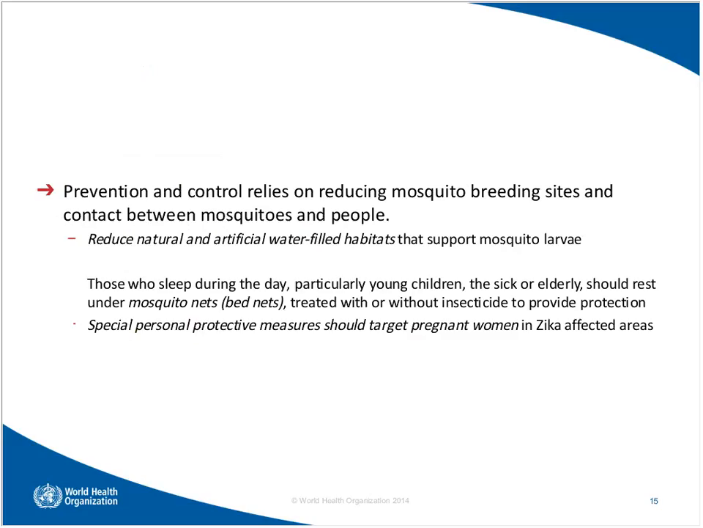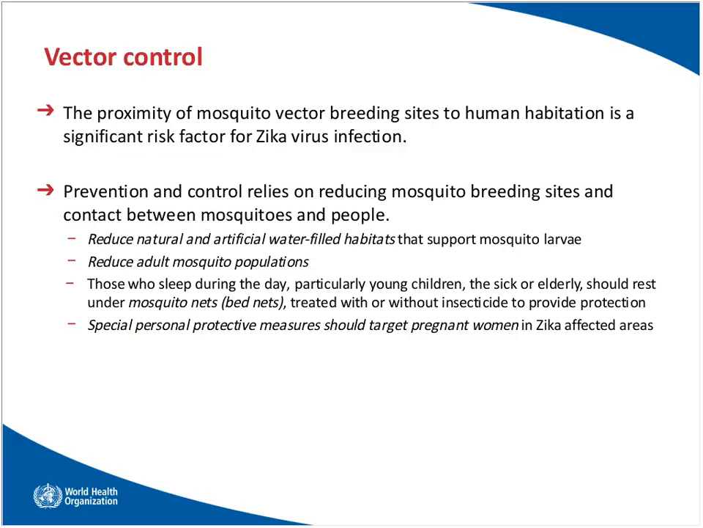So I'm going to go next to prevention and control measures, just so that everybody could be well aware of how we do vector control during an outbreak of Zika. As I said, the primary way of getting Zika is through the vector. So we need to have basically a barrier between the vector and people. And so we see that the proximity of the mosquito to human habitation is a significant risk factor for Zika virus infection. And so prevention and control relies on reducing mosquito breeding sites and reducing the contact between mosquitoes and people.